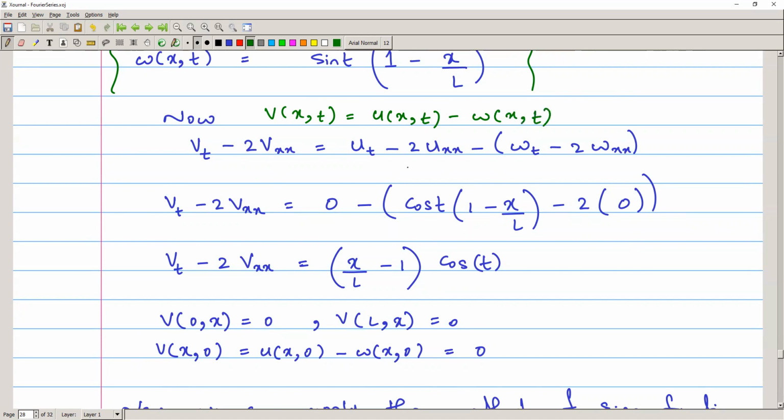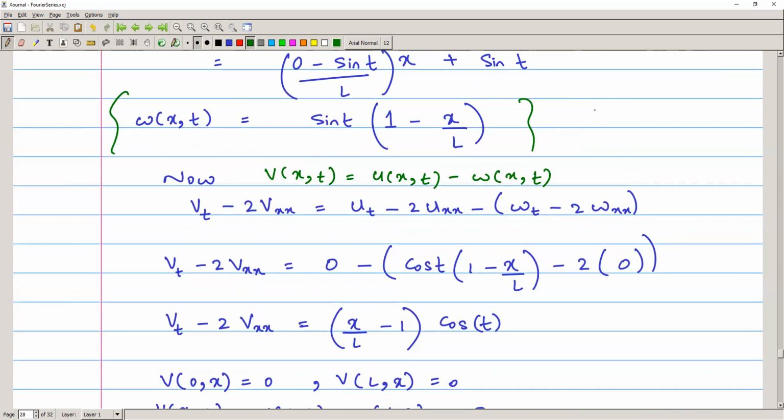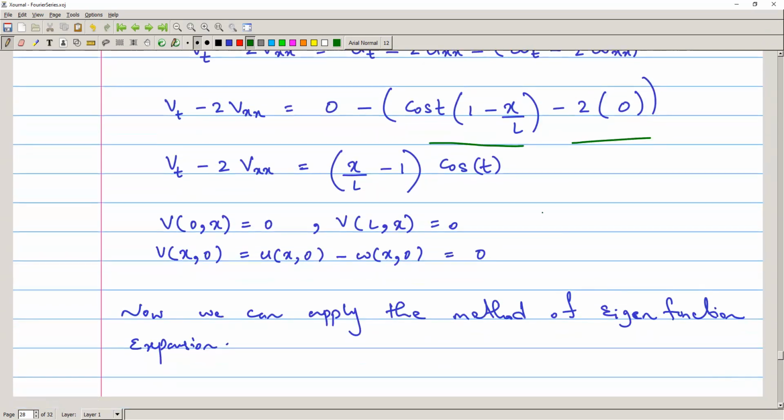So ut minus 2uxx is given as 0 because it's a homogeneous equation, and then wt minus 2wxx we can find from this equation. We can see that wt will be cosine t times this function, and wxx will be 0 because the maximum power of x is 1, right? So here we can see that wt is this function minus 2 times 0. So now the equation is generated.